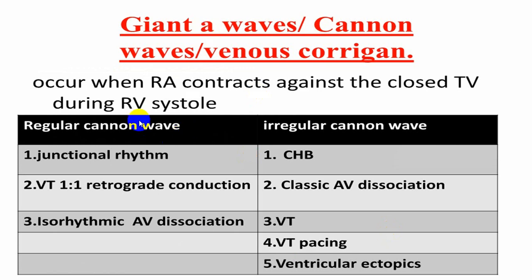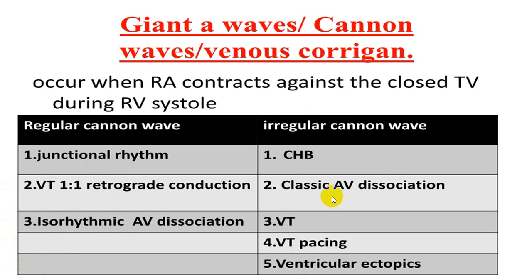Giant A wave, remember a regular cannon wave will be in a junctional rhythm, because you can have a P wave and QRS complex coming together. So you will have atrial and ventricle contraction together, or in a retrograde conduction. I am not going into detail. And AV dissociation also, but you can mention junctional rhythm as a common condition. And irregular cannon wave, only remember one condition, that is complete heart block.